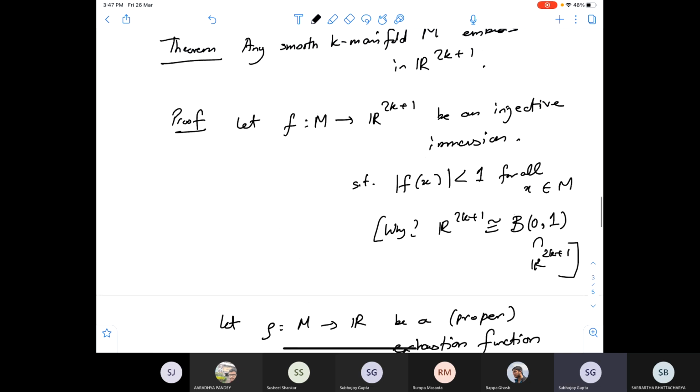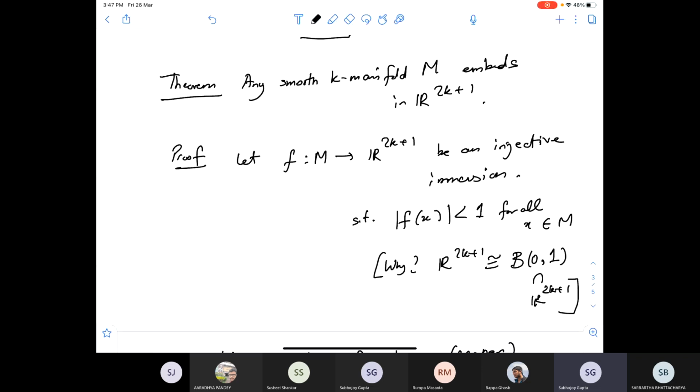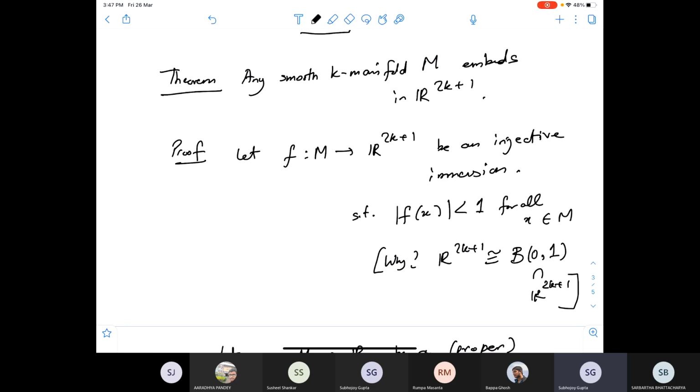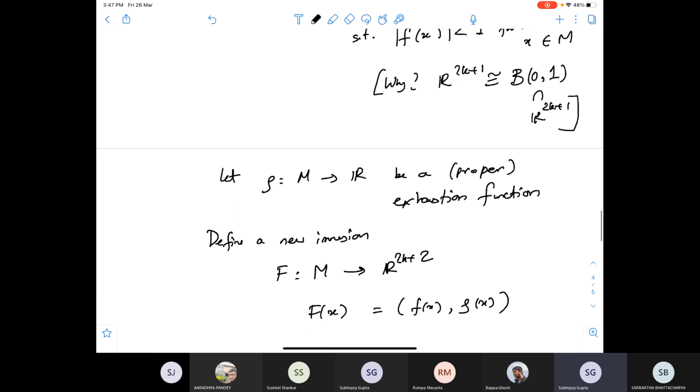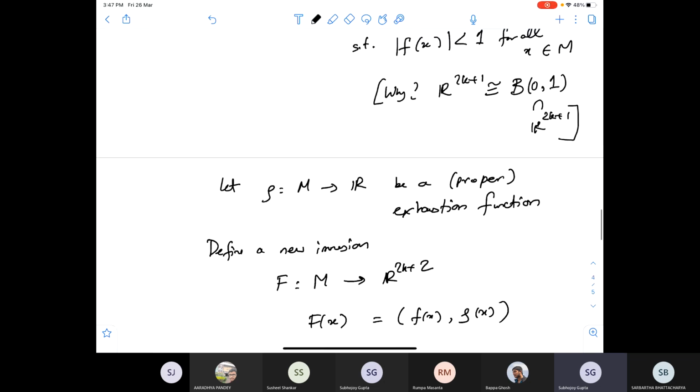We're trying to get to an embedding, and right now it's just an injective immersion. We want to get to something which is also proper, and that's when we know that we have an embedding, right? So the first step is to increase the dimension by 1 by adding this proper exhaustion function as the last coordinate. If you want the map to be proper, you want the property that if you go out in the manifold to infinity, you must be going out in the image.